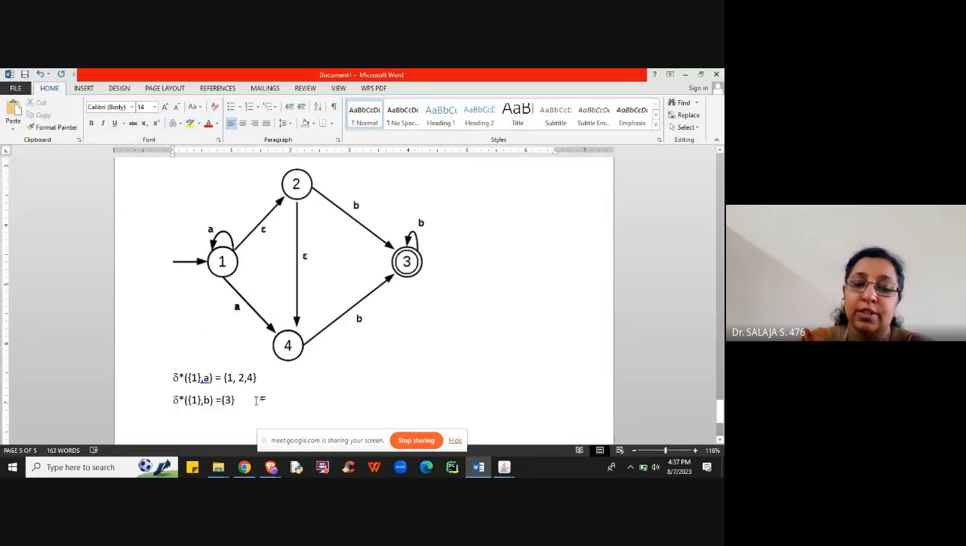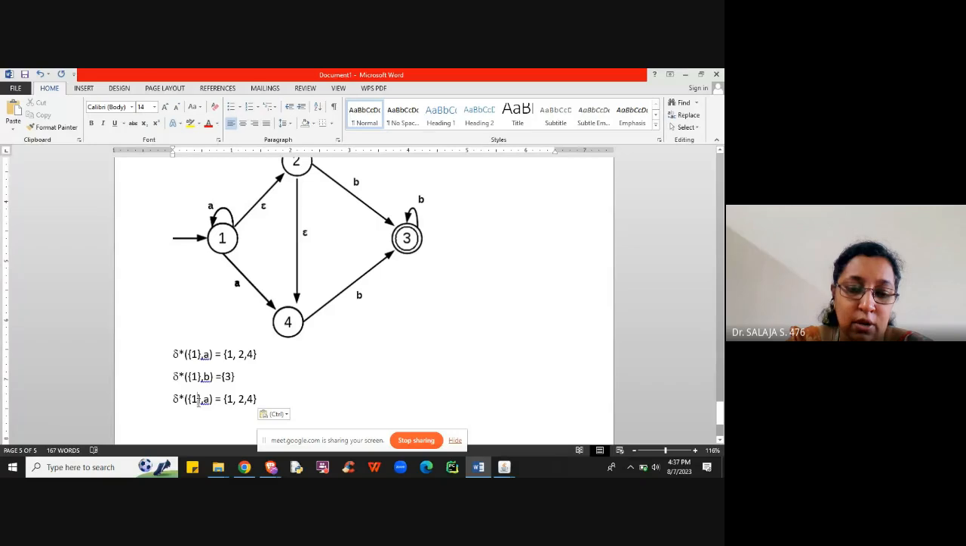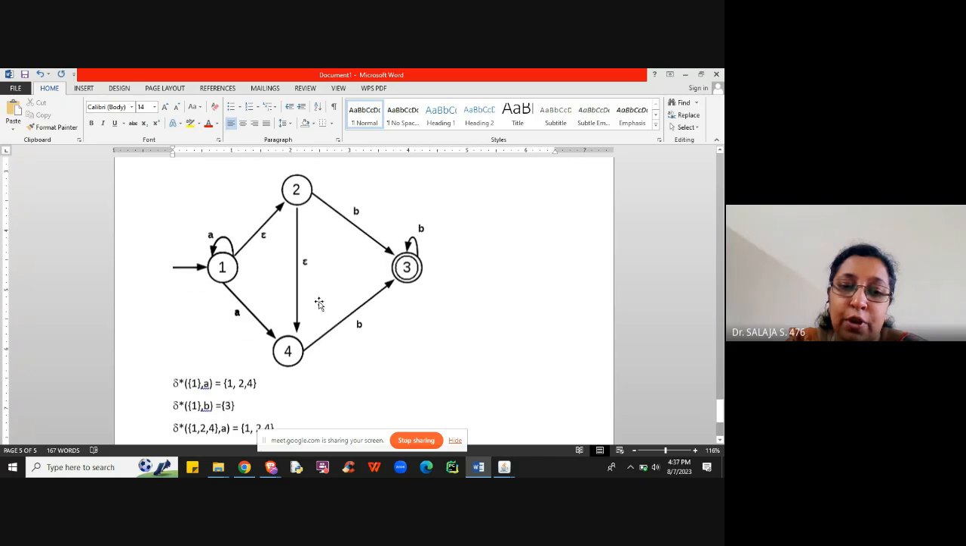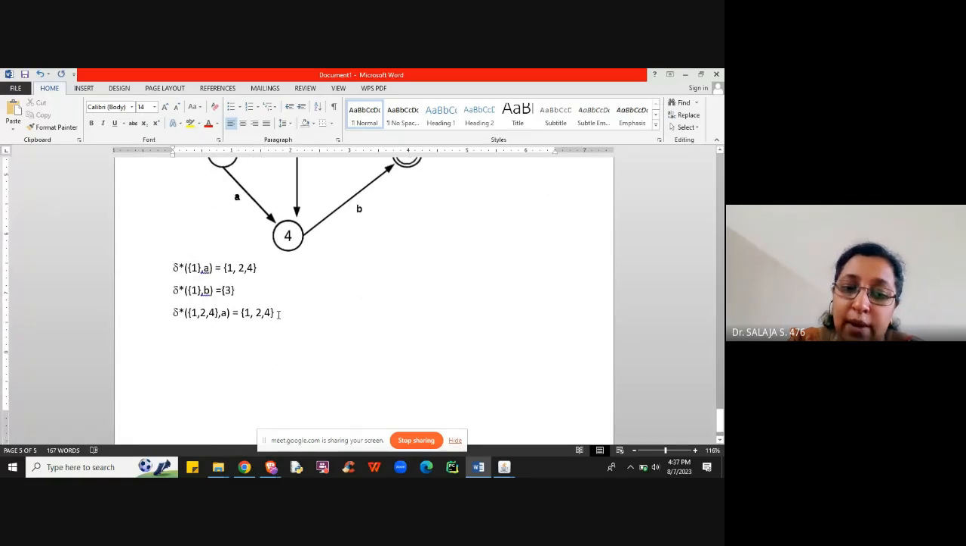So now the next two new states. We'll have delta closure of 1, 2, 4. 1 will give me 1, 2, 4. So from 2, do I have any transition on A? No. 2 to epsilon, we don't have any transition. So there is no way 3 will be included. You will have the same answer.